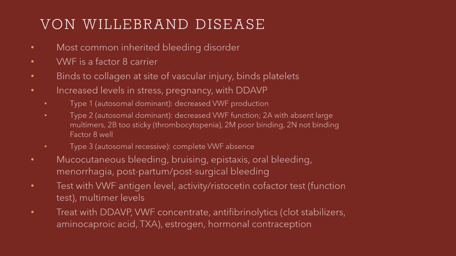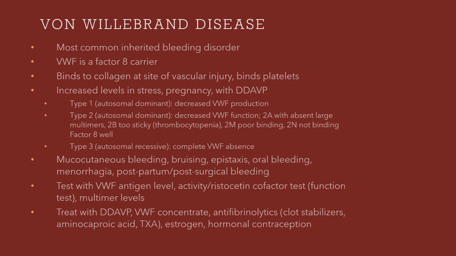So the level test will tell you type 1 or type 3 issues, and then the function test, the ristocetin cofactor test, would help you know if it's type 2 von Willebrand disease. And then you can also check for multimer levels, which would be type 2, but also would check for essentially all the levels of von Willebrand.